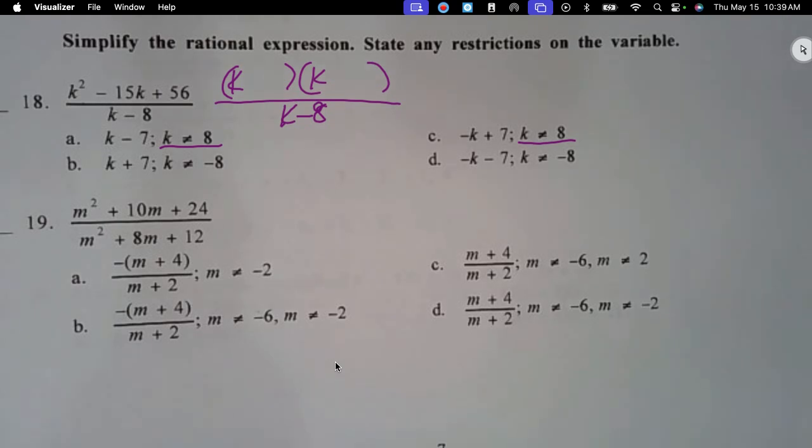All right. So what times what is 56, and it has to add up to -15? They're both going to be negative, a -7 and a -8. What times what was 56 that adds to -15? The 8's cancel out, so what is simplified is what's left over. K minus 7. There it is. Are we good with that? Okay.